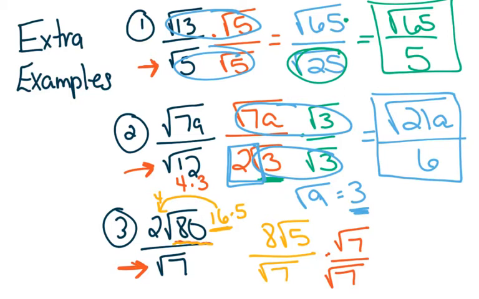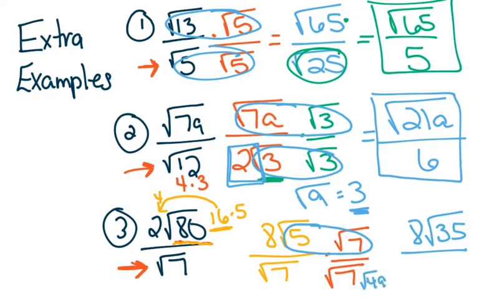So let's see, what do I have now? These guys multiply together because they're both underneath the radical. So 8 is staying outside because it was outside to begin with. 5 times 7 is 35. And then the bottom, the square root of 7 times the square root of 7, we know is the square root of 49, which simplifies to 7.